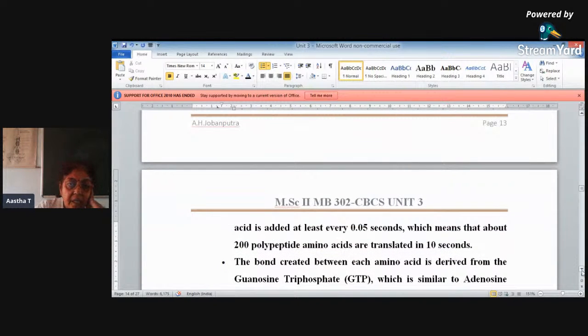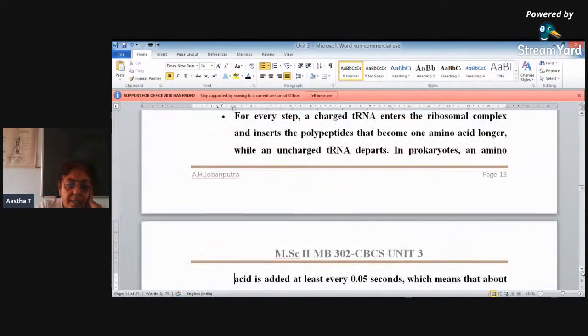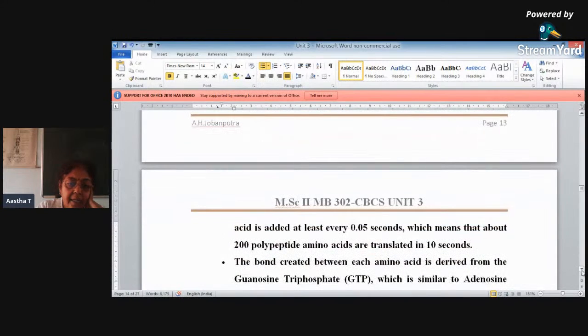In prokaryotes, an amino acid is added at least every 0.05 seconds, which means that 200 polypeptide amino acids are translated in 10 seconds.